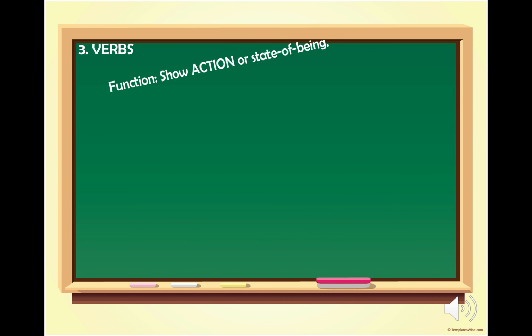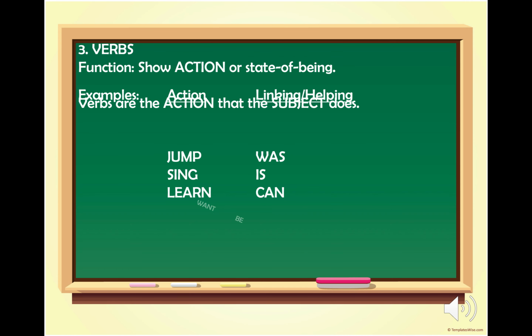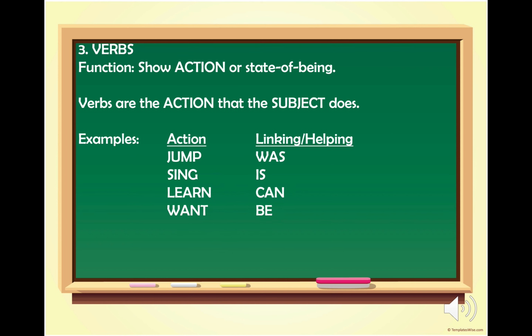The next one are verbs. These are going to show action or a state of being. Those state of being verbs are called linking verbs. So in a sentence, when you're thinking about the parts of the sentence, how we talked about the subject as a noun or a pronoun, the action of the sentence, like what the subject is doing, is the verb. And here are some examples.